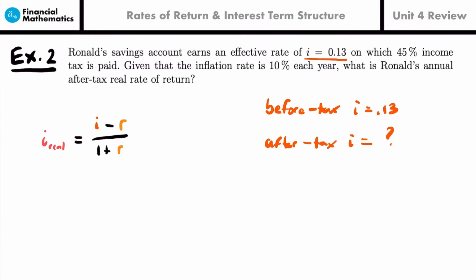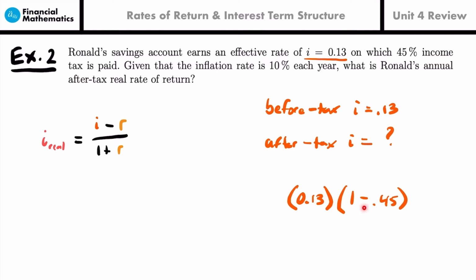So what we have to do is take that 13% interest rate and remove 45% of it. Now, that's not as simple as subtracting 0.45. That's not what I mean. What I mean is this 13% interest rate represents 100% of the interest that Ronald would earn in a year, but we want to remove 45% of it. So what we would do is multiply that interest rate by 1 minus 0.45, right? That is the income tax rate, but expressed as a decimal.